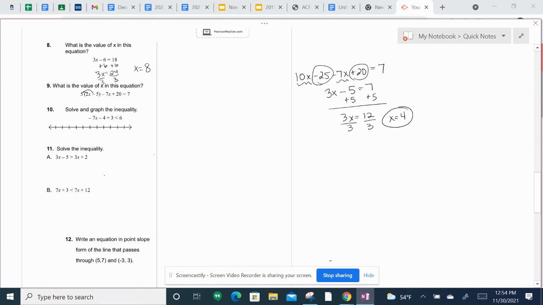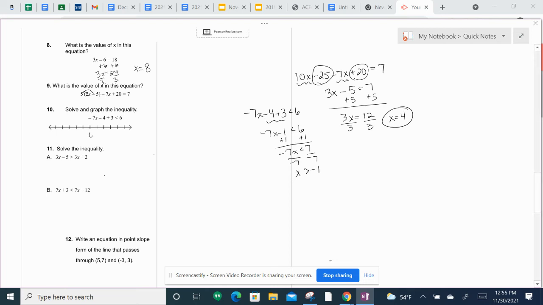Number 10 says graph and solve the inequality. Guys, an inequality is really nothing more than an equation with a different symbol. And so -7x minus 4 plus 3 is less than 6. Combining like terms, just like we did above, I get -7x minus 1 is less than 6. I'm going to add 1 to each side and get -7x is less than 7. And finally, divide each side by -7. Now, I hope you remember when we multiply or divide with inequalities by a negative number, that means we have to flip the symbol. And so I actually get x is greater than -1.